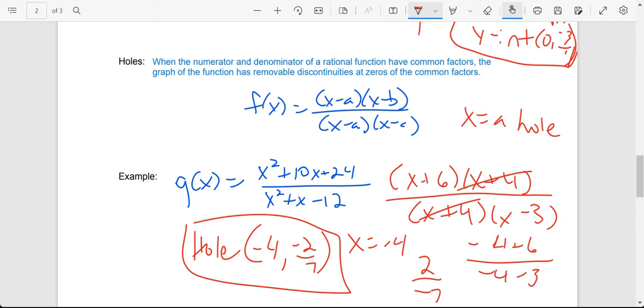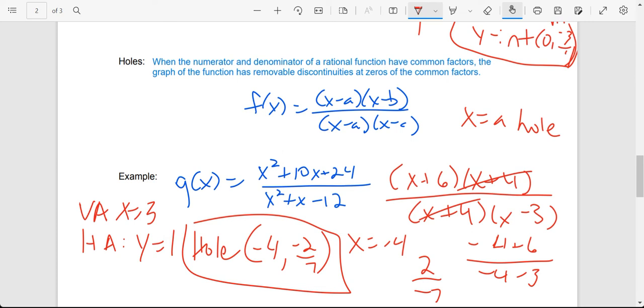Also, if I were to ask you for everything else, VA is x equal to 3. HA, your powers are the same, so the coefficients is 1 over 1. So HA is y is equal to 1.